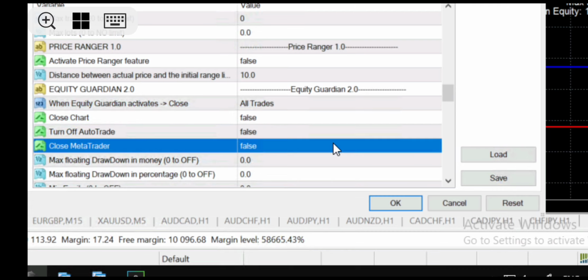Then close MetaTrader, you can even tell it to close. So if this is set to true, it will also close MetaTrader, to ensure that you are not in the market again for the day.